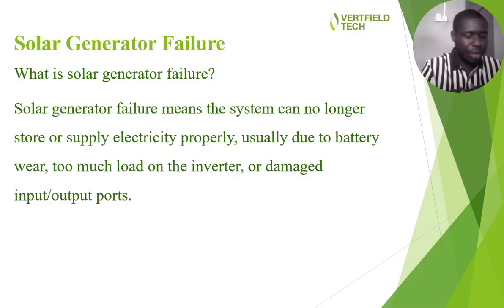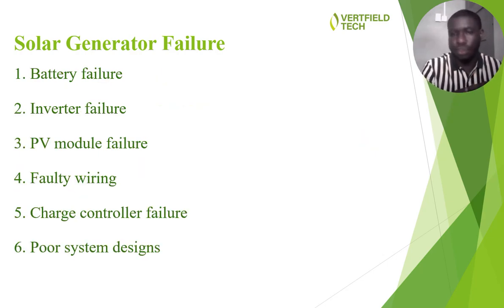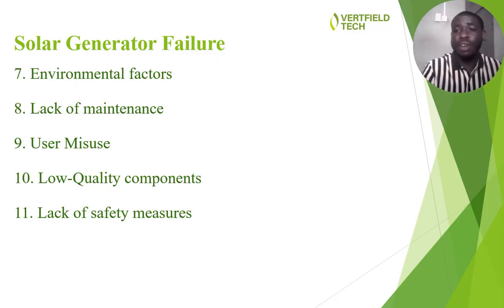So if you have experienced any or all of this, it means that your solar generator has failed. Common solar generator failures: you have the battery failure, you have the inverter failure, you have the PV module failure. You also have faulty wiring, charge controller failure, and poor system design failure. You also have environmental factors which act as a form of failure too, or aid this failure.